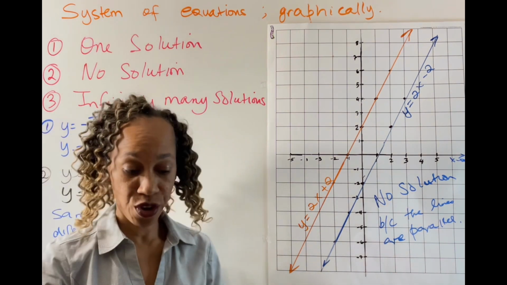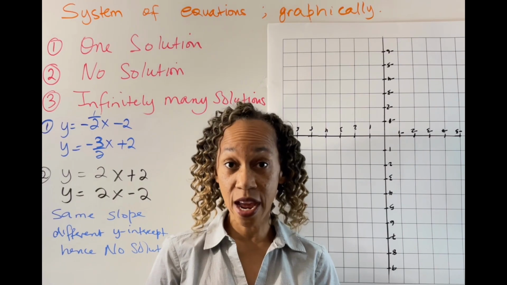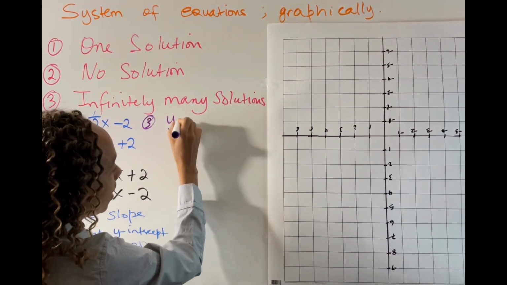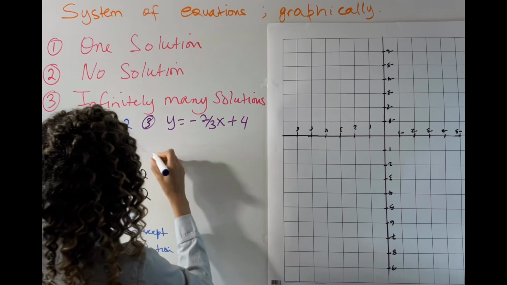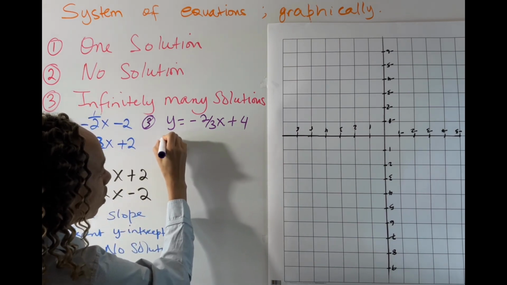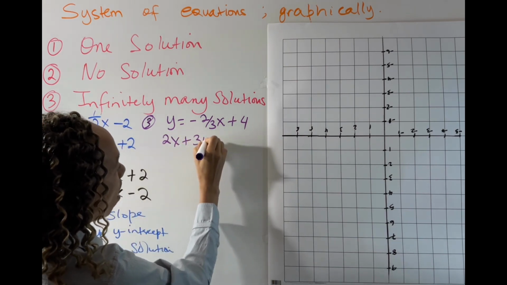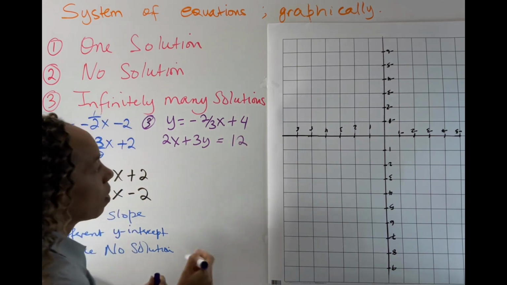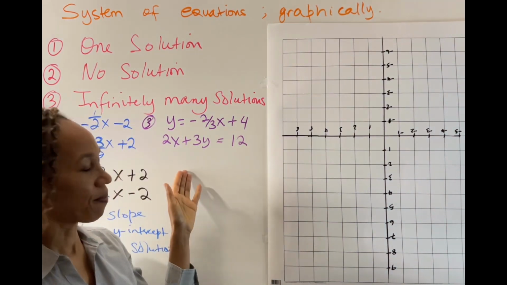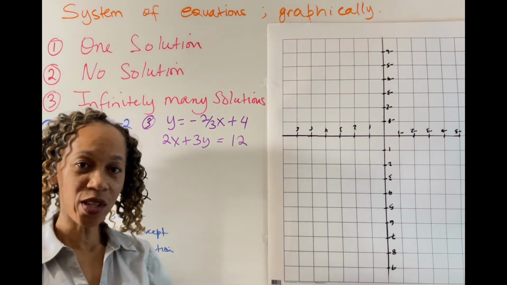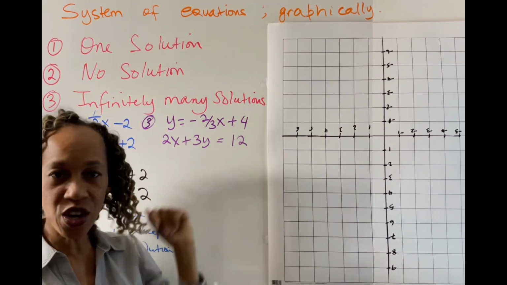Now let's get into the third one. The third set of linear equations that I'm going to graph is going to be y equals negative 2/3 x plus 4. And the second one is going to be 2x plus 3y equals 12. What do you notice here?